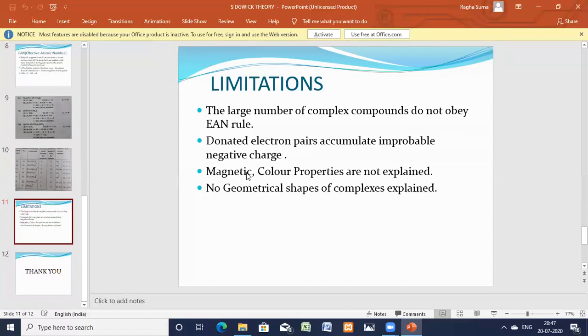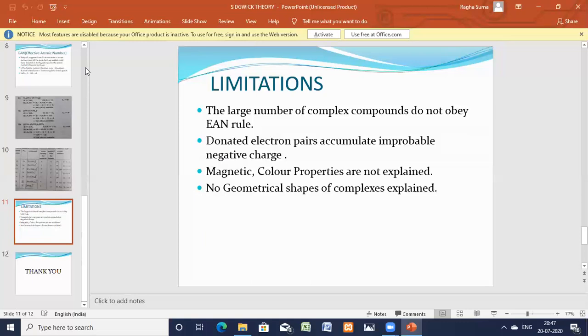He mostly explained the EAN concept. So only a few postulates were given by his theory, and along with that EAN was explained by Sidgwick. That is nothing but the electronic interpretation of the coordination compounds of the Werner theory. That's it. But he couldn't give detail about the remaining properties. Those were the limitations of this theory. But still we can be very happy with the EAN concept, a very, very important concept for the coordination compounds. Okay, I hope everybody has understood.